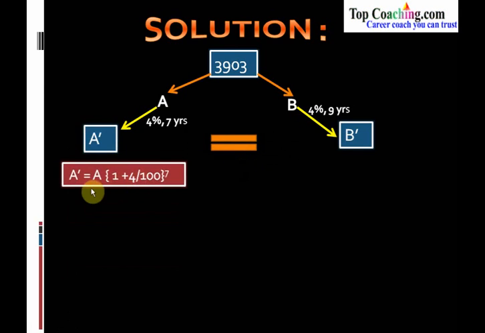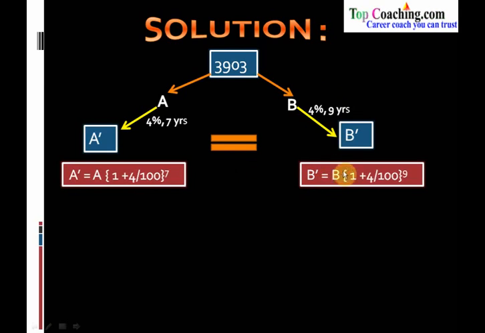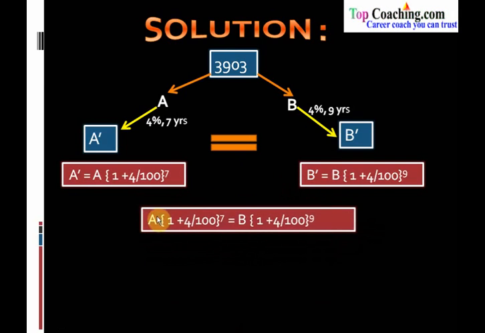So now A dash would be equal to, using the formula of compound interest, A into 1 plus 4 by 100 to the power of 7. And similarly, B dash would be equal to B into 1 plus 4 by 100 to the power of n. But A dash is equal to B dash, so we are going to equate both these expressions. Thus, the final equation becomes A into 1 plus 4 by 100 to the power of 7 equal to B into 1 plus 4 by 100 to the power of 9.